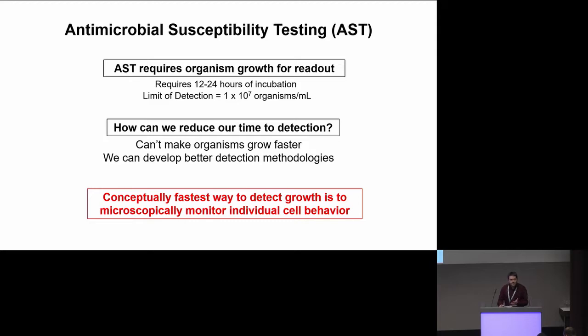And these susceptibility testing methods have a limited detection, right? So you inoculate a certain amount of organisms, and you don't really start detecting growth until somewhere in the ballpark of maybe 1 times 10 to the 7, so 10 million organisms per mL.